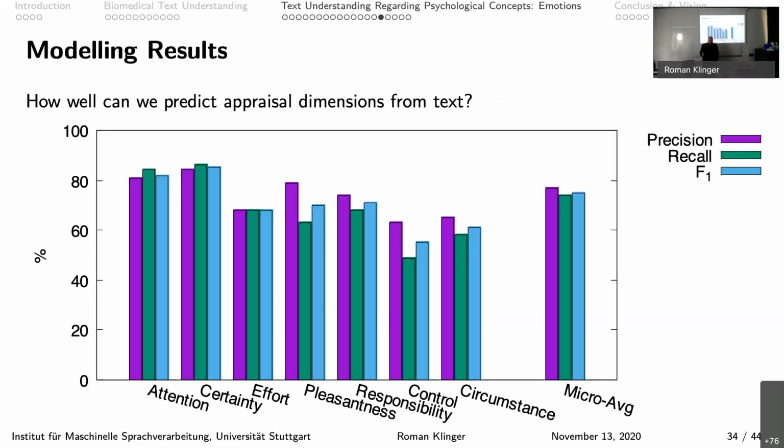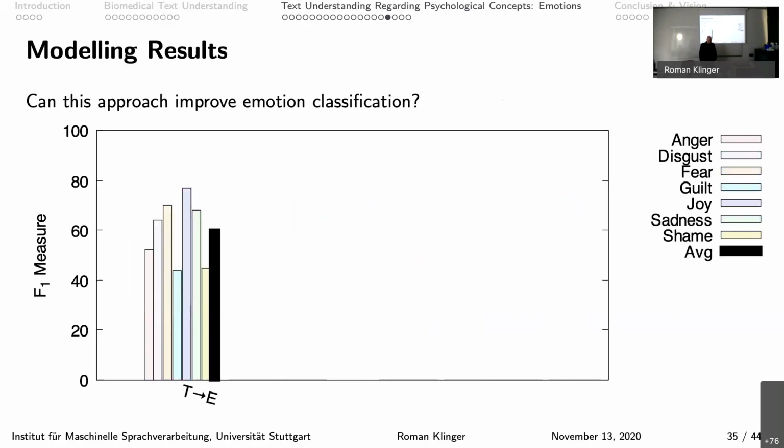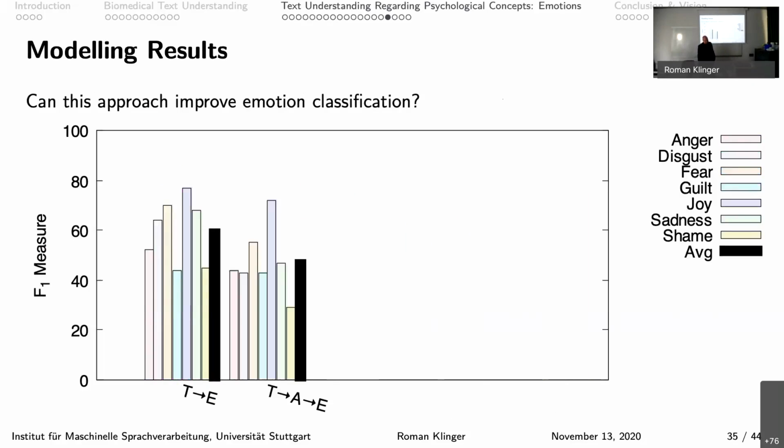But the actual question was, of course, can we use this now to predict emotions? So we compare this, we just look at the black columns here. We predict, and we get a 60 F-score with our text-to-emotion classifier. That's a pretty typical result. You might say, well, 60 F-score is really low, but that's a pretty normal number that you get for emotion corpora. And now when we run our pipeline, first appraisal, then emotion, unfortunately, we were not able to get a higher result. So that's research.